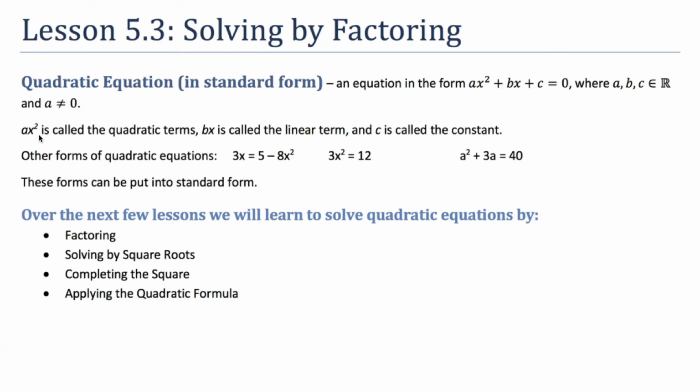We have different names for our three terms here. So the ax squared, that's called our quadratic term. The one with just x, so bx to the first, that's our linear term, and then the constant term, and I'll be referring to those throughout. You can have different forms of equations, but oftentimes we want to put it into this standard form.